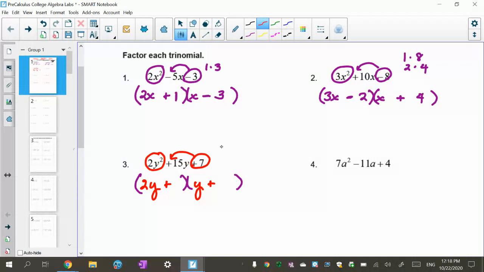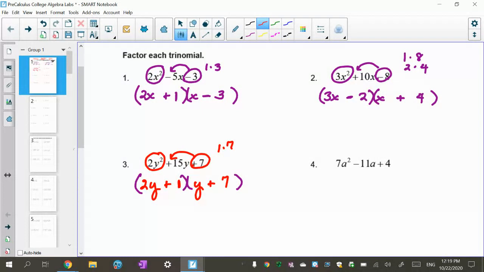That's easy. Then I have my 2 factors of 7. Now, I have to get a 15. So I said to myself, if I stick a 7 here, that's 2y times 7. There's 14y plus 1y is 15y. So you've got to kind of play around with the outer. I call it the OI factoring, the outer and the inner. You multiply the outer, multiply the inner, add them up and see if that's what you get in the middle.